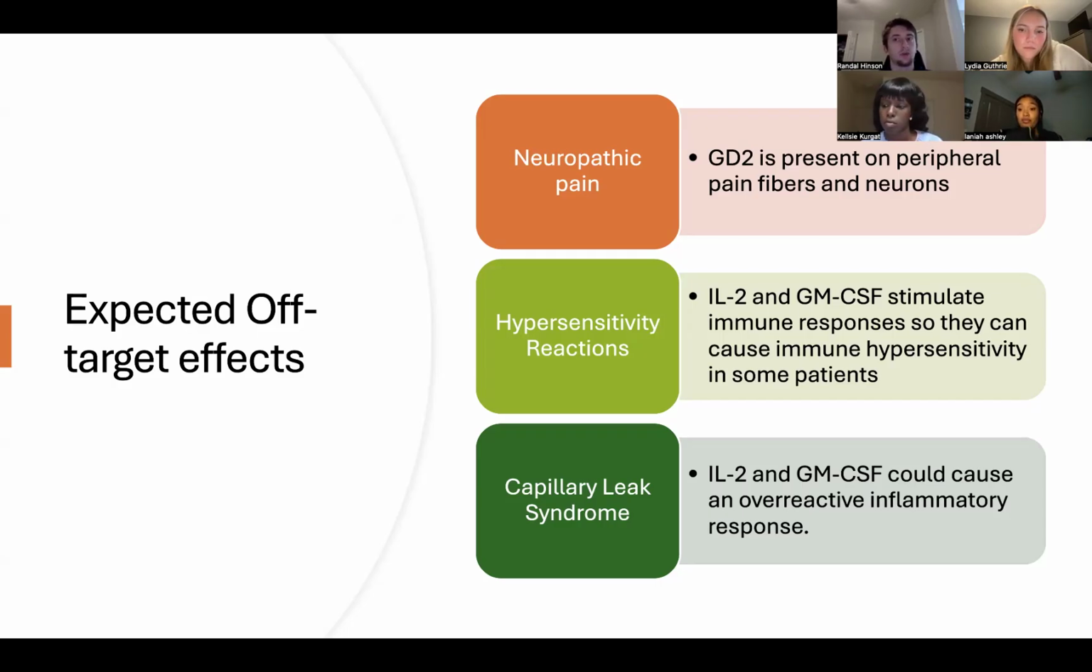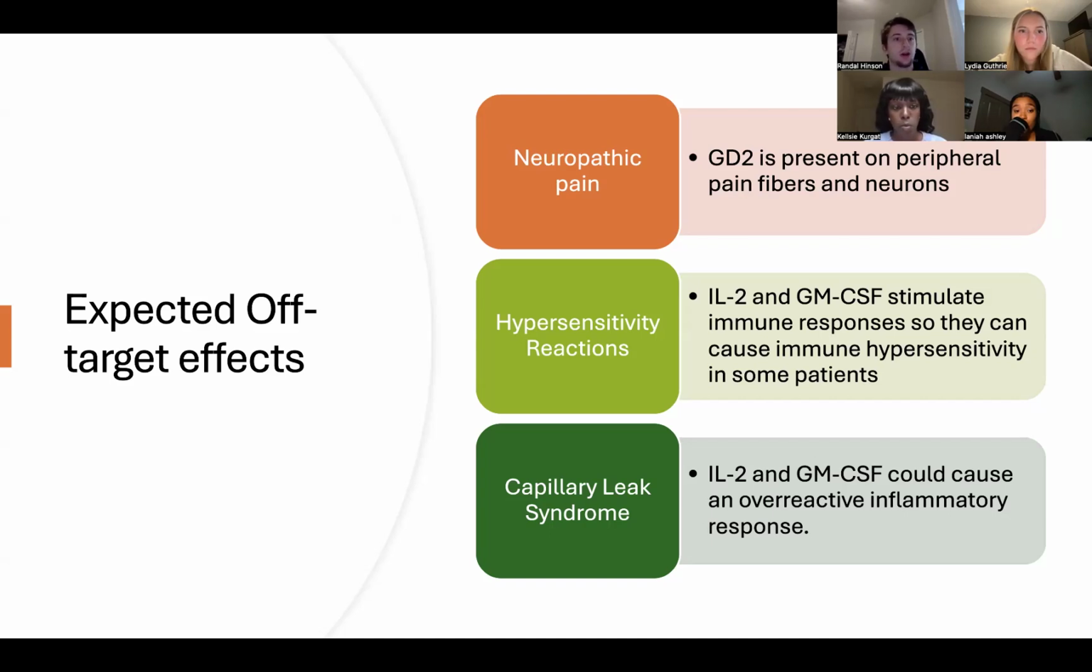As far as capillary leak syndrome is concerned, it's again linked to that immune response. Part of the immune response is inflammation, and part of that is making your blood vessels more permeable for your immune cells to get through. If there's an overreactive inflammatory response and too much of that being produced, it can make them too permeable or too leaky, and now your plasma starts to leak from your capillaries out into your normal tissues.